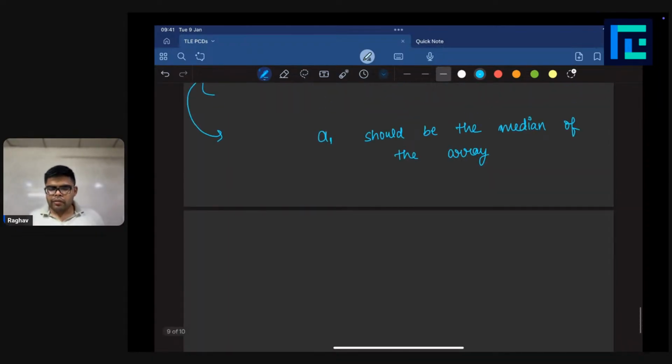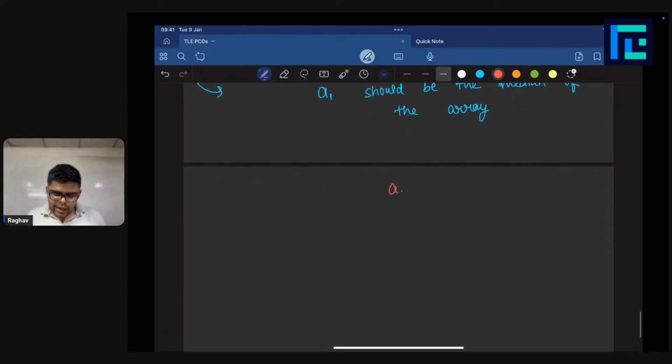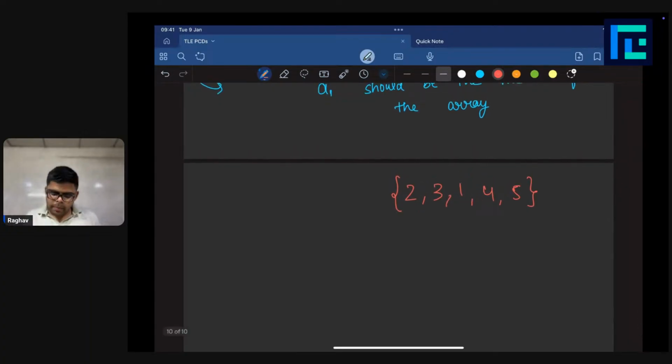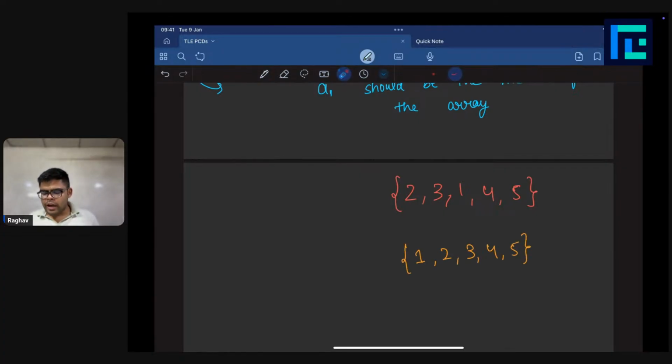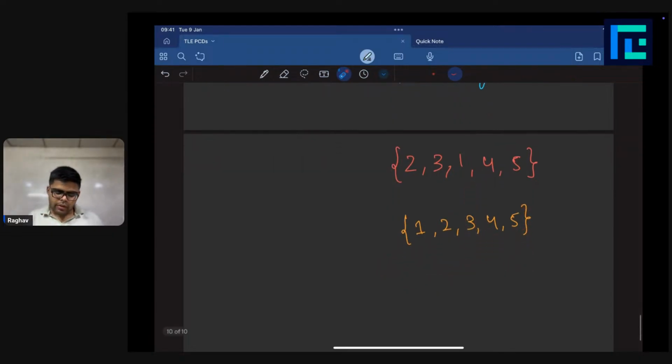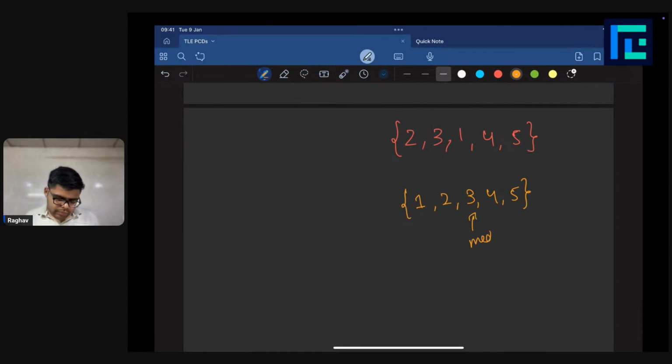Now, how is the median of an array defined? Let's say you have an array like 1, 4, 5, something like this. Then for finding the median of this array, you can sort it. So after sorting, it will become something like 1, 2, 3, 4, 5. And if the number of elements in your array is odd, then the element in the extreme middle would be the median. This is going to be our median here.